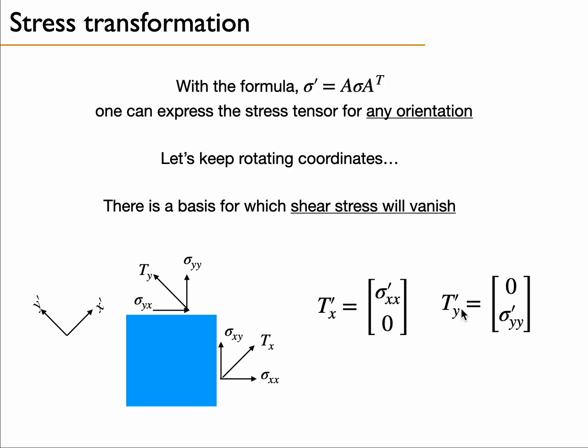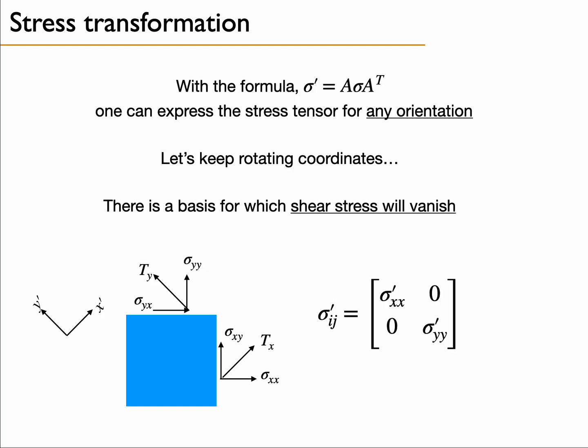That will be sigma xx prime. And if we project Ty in the x prime y prime coordinate, there is no component along x prime, and everything is projected onto y prime, and we call it sigma yy prime. So we found here a basis for which there is no shear stress. We collect the two tractions together, and we can build the tensor in this specific coordinate system that vanishes shear stresses.